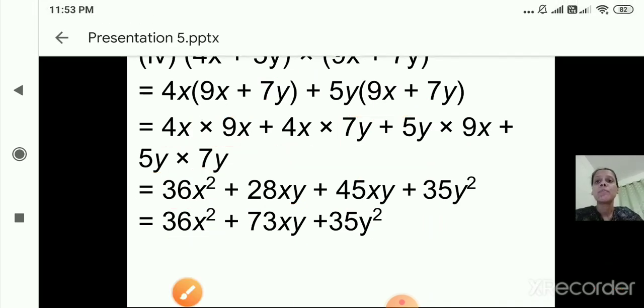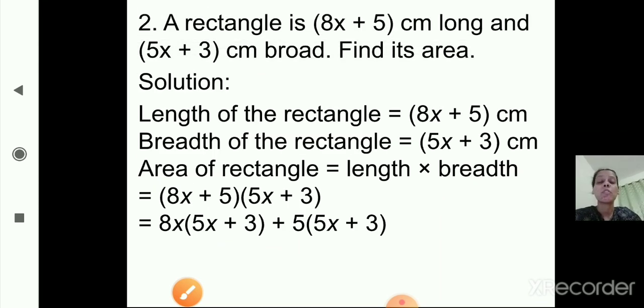Now the next question, number 2. In question number 2, a rectangle is 8x plus 5 cm long and 5x plus 3 cm broad.